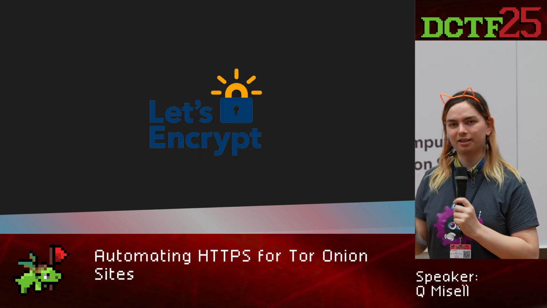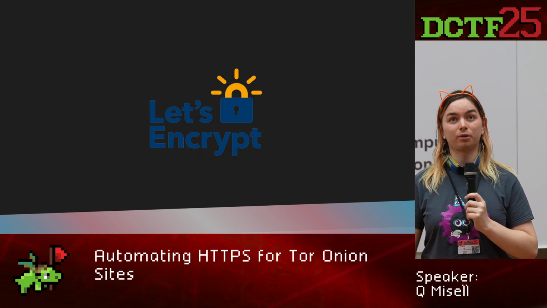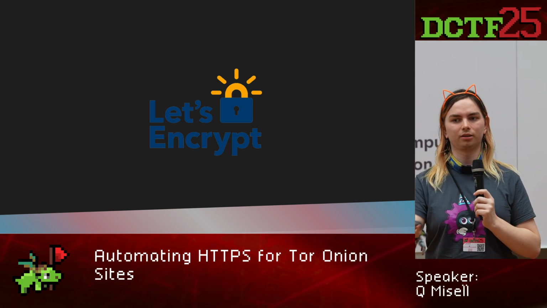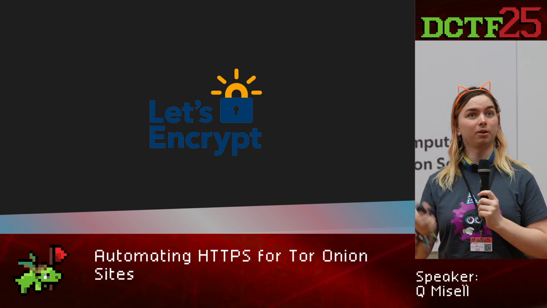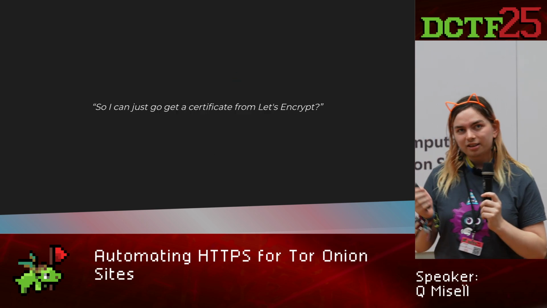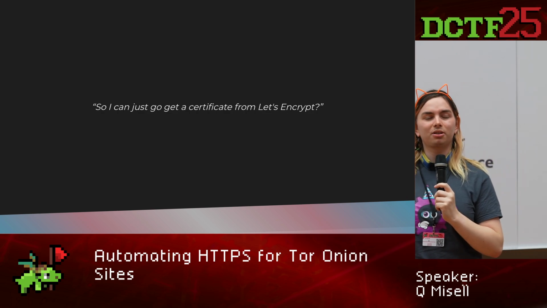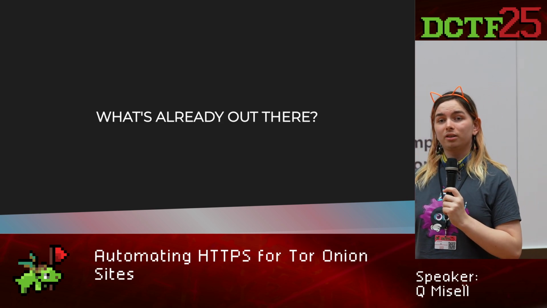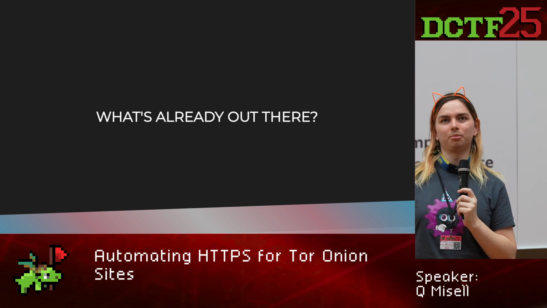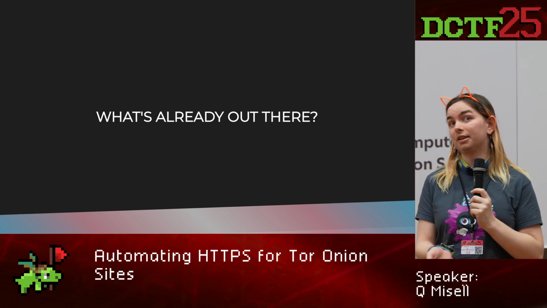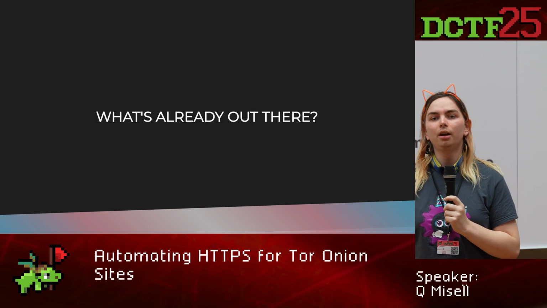So yeah, as I mentioned, this is the protocol that Let's Encrypt created and then handed off to the IETF to do the maintenance work on it, but this is now widely adopted by most CAs in the world. So I can just get a certificate for my Onion site from Let's Encrypt? Not so fast, unfortunately. So what is already out there in terms of TLS certificates for Onion sites? Because 30% of them did have it, so they're doing it somehow.